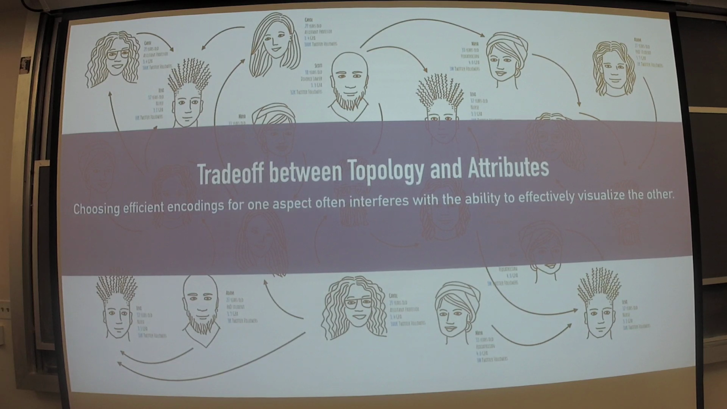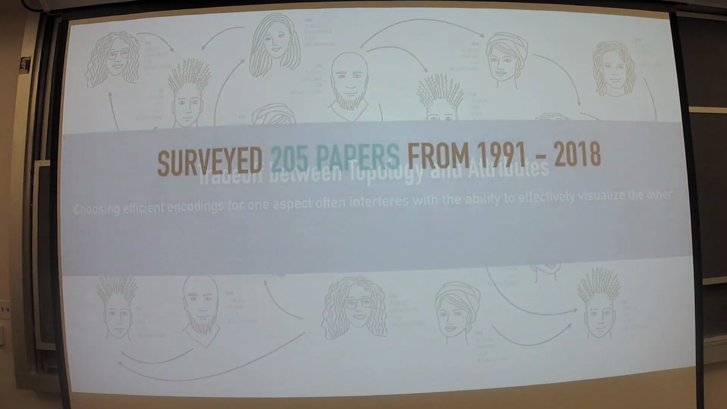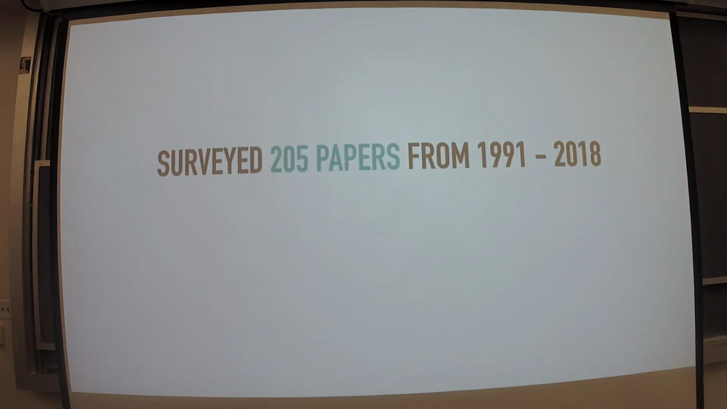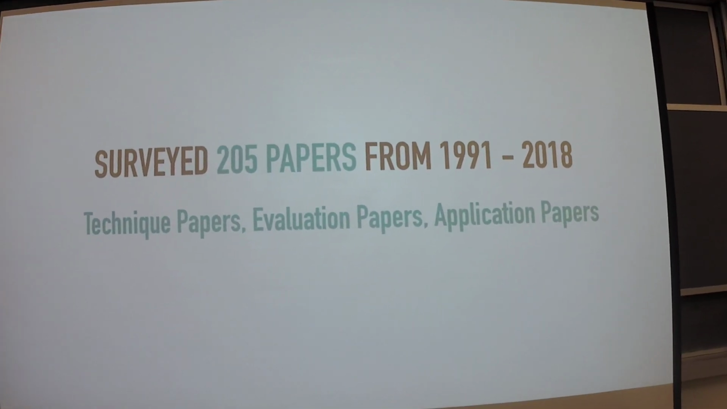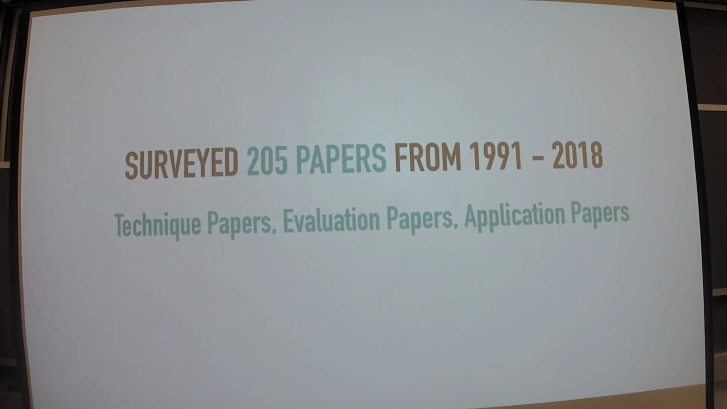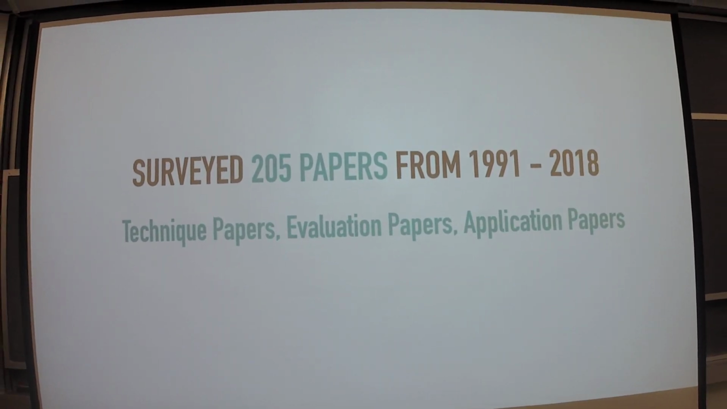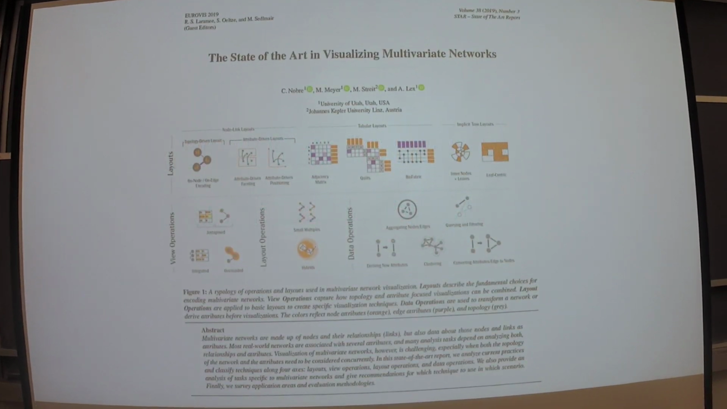So in order to understand what are the current approaches to visualizing MVNs, and I'll say MVNs and MVNV a lot, multivariate network visualization, we surveyed 205 papers, starting from 91 up until 2018. And all different kinds of papers. Technique papers, which are the ones that propose a new layout or a new way of looking at things. Evaluation papers, which are the ones that evaluate those techniques. And application papers are the real world, usually called design studies, but they're actual applications to real people with real problems. So with these three and all these papers, we published a state-of-the-art report that came out in EuroVis.